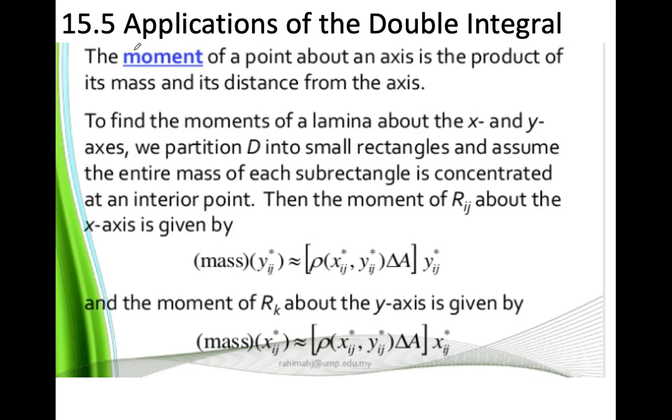Pun intended. The moment. Now, if some of you have taken, I think you've done some of this work in IB Physics 1, or if you were in AP Physics, you've also done some of this work, just without the double integrals probably. So a moment of a point about an axis is the product of its mass and a distance from an axis.